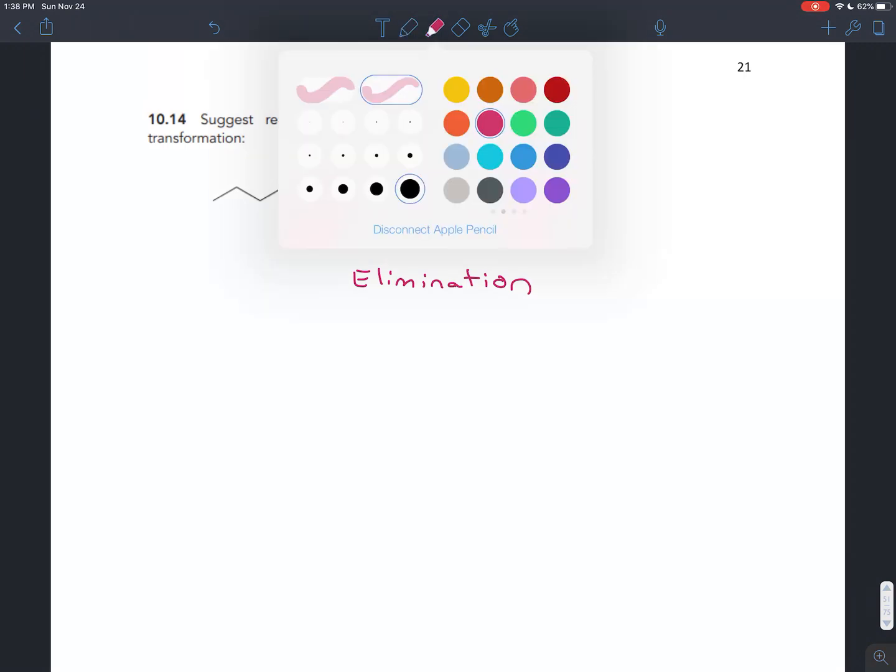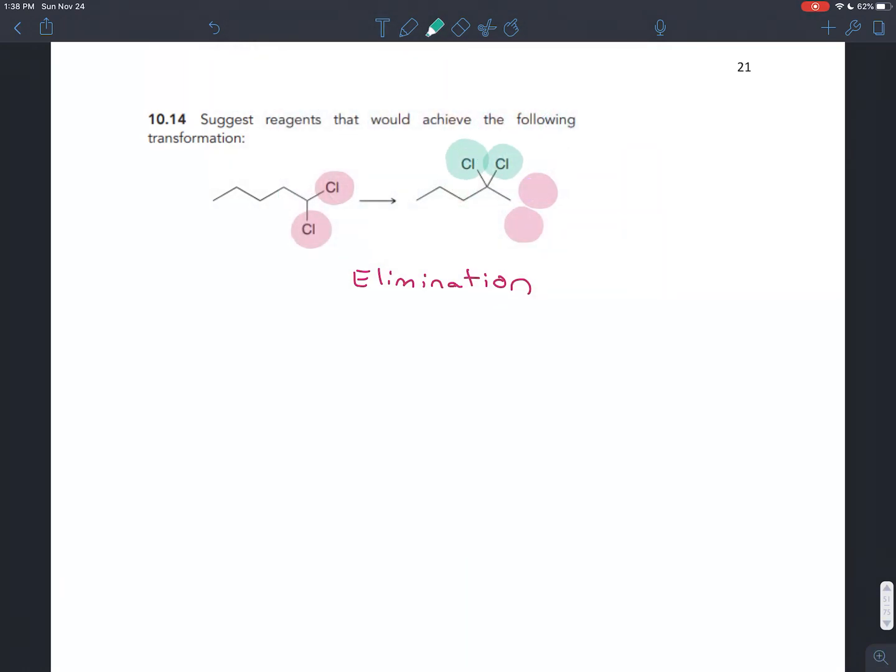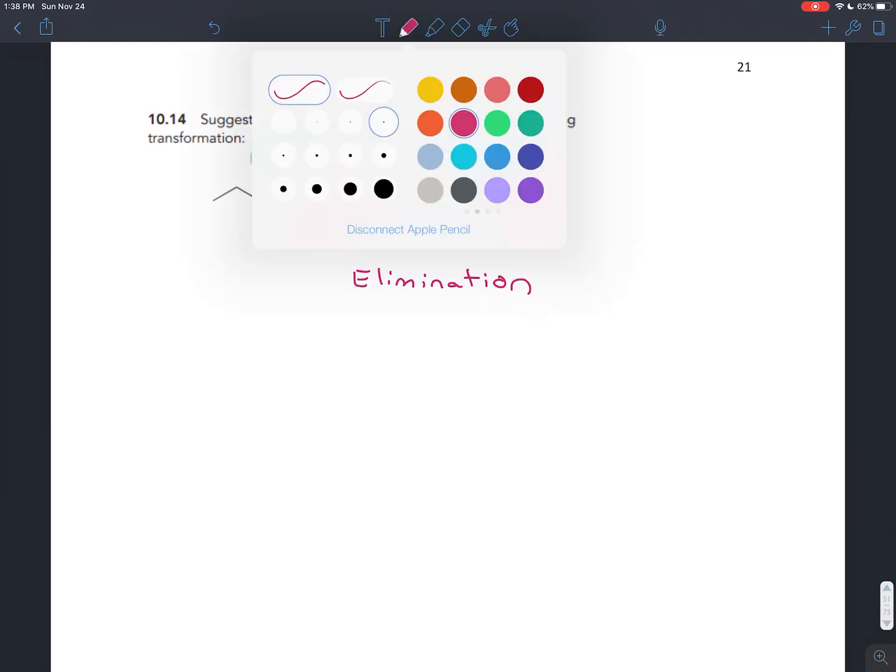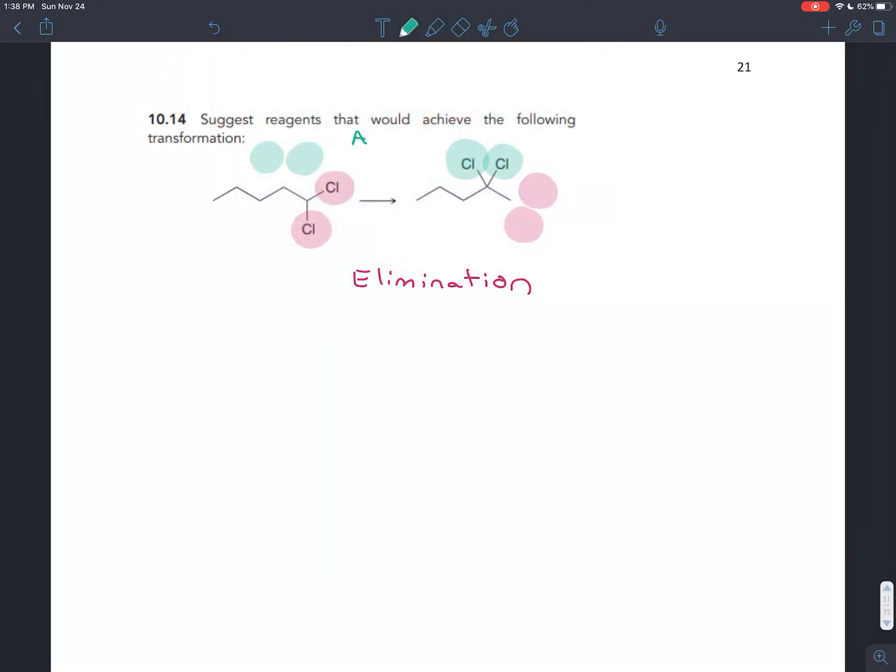Now, another thing you'll notice is that we have two chlorines on the final product, on this carbon, second to last one, that are not there in the beginning. And so whatever else we have to do, we have to add those on. So we have to do addition.